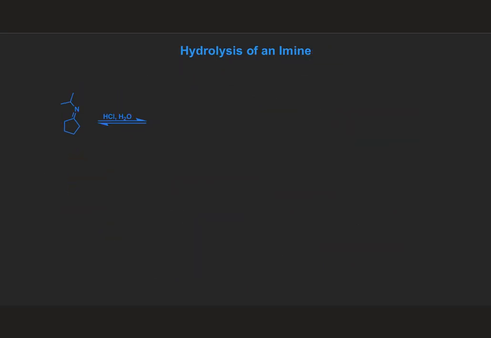As we said in the previous reaction, the formation of imines is an equilibrium. And so you can undo the formation of an imine in what's called the hydrolysis of this imine. And in this case, the expected products then are the starting materials of the previous reaction, or cyclopentanone plus isopropylamine.